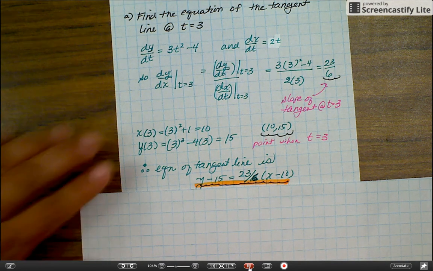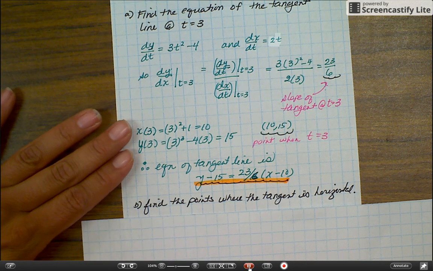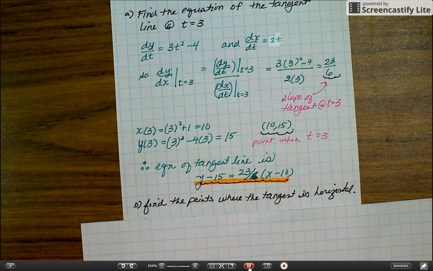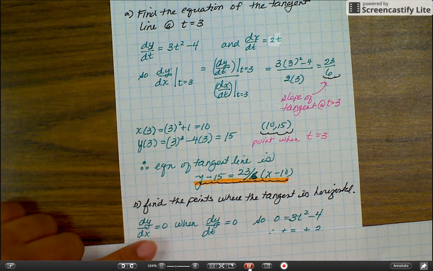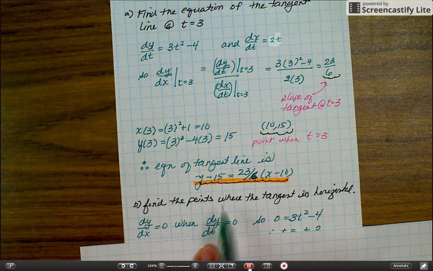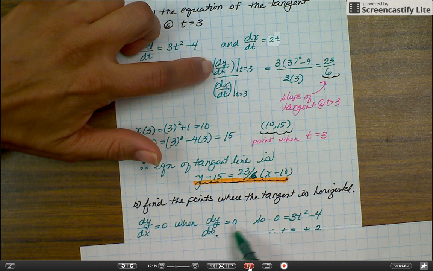Now, part B is find the points where the tangent is horizontal. So where is the tangent horizontal? The tangent is horizontal when the derivative is equal to 0. So when is the derivative equal to 0? That is when the numerator is equal to 0. What represents the numerator in the parametric equations? dy dt, just like what we had up here. So we're going to set that equal to 0.